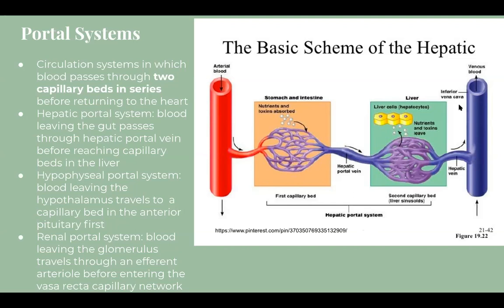So in most scenarios, when you don't have a portal system, this will just be one capillary bed. It'll go artery, arteriole, capillary, back to the venule and vein. There won't be this one connecting vein, and there won't be 2 capillary beds. So that's what is unique about a portal system.